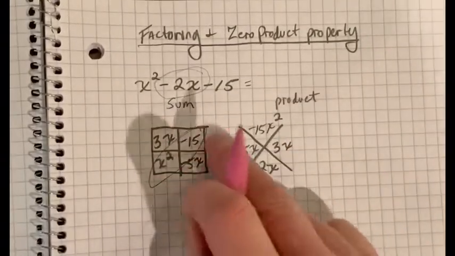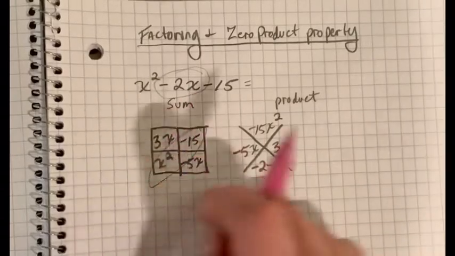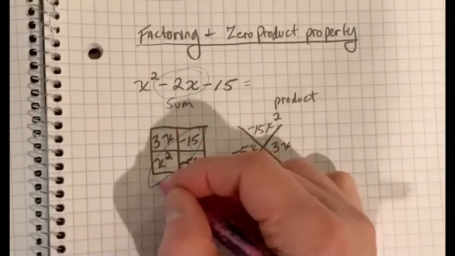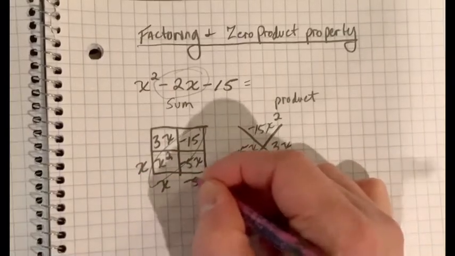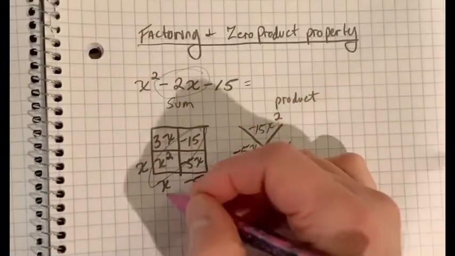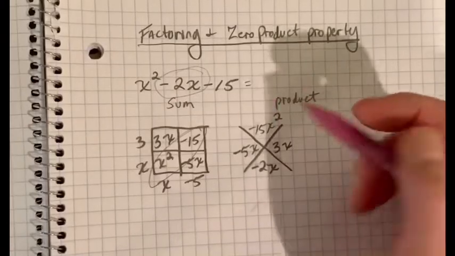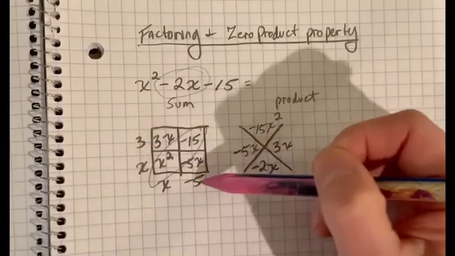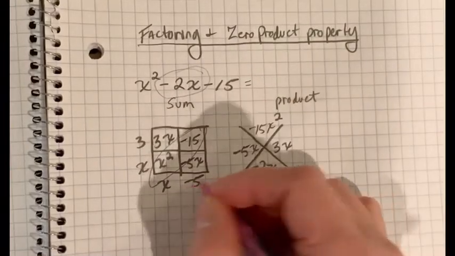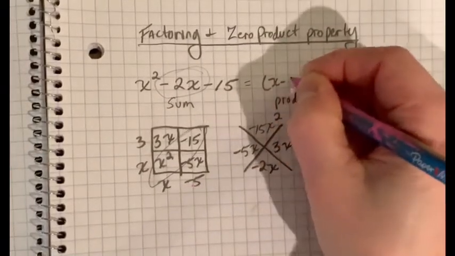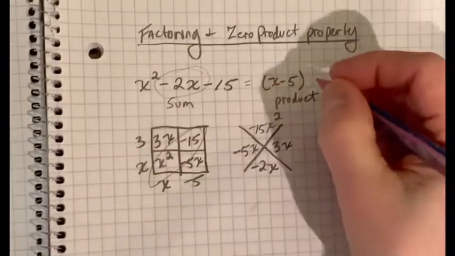Now we solve the generic rectangle. We get the base and the height of it. So these are obviously x, and x times negative 5 gives us negative 5x, and x times 3 gives us 3x. And we make sure that this corner works: 3 times negative 5 is negative 15. So our product here is x minus 5 and x plus 3.